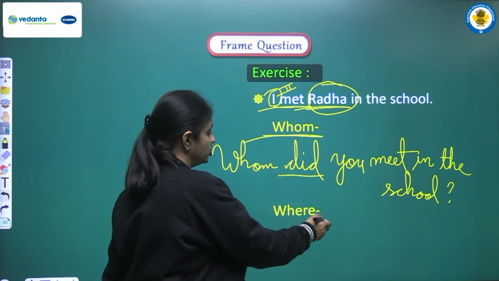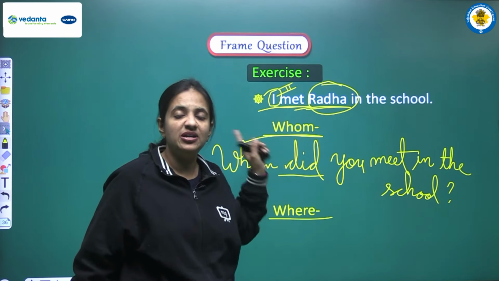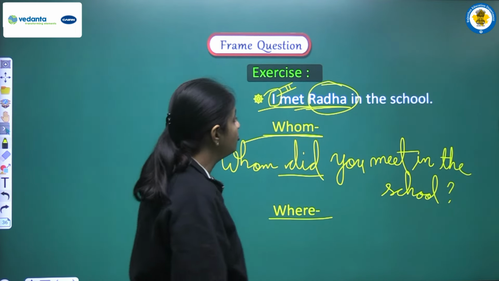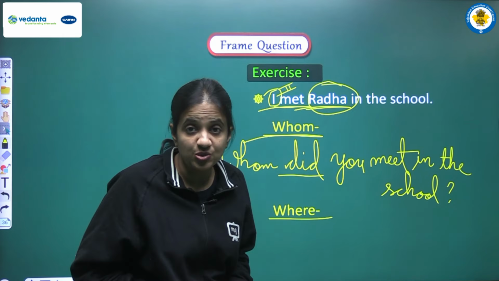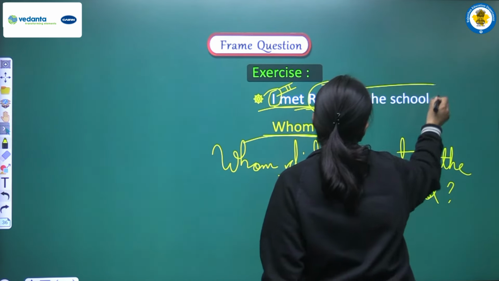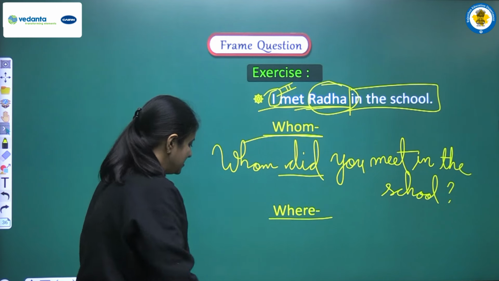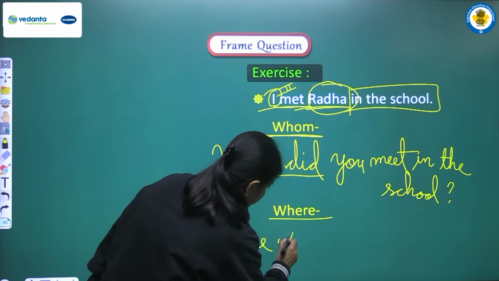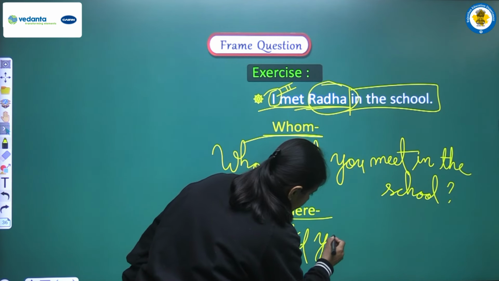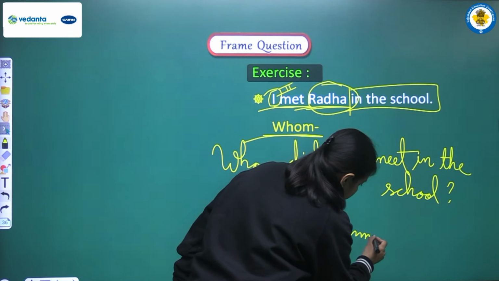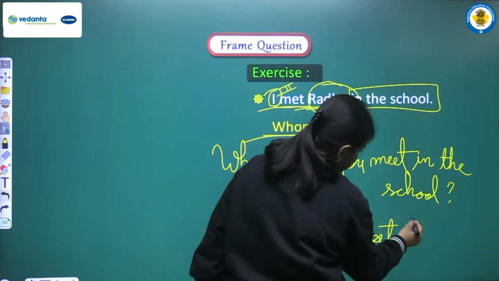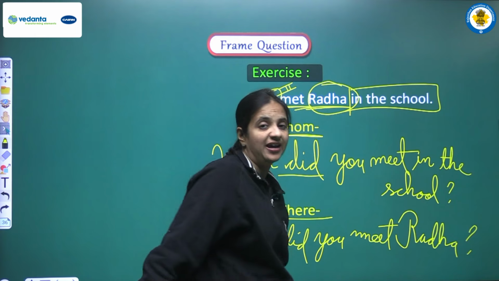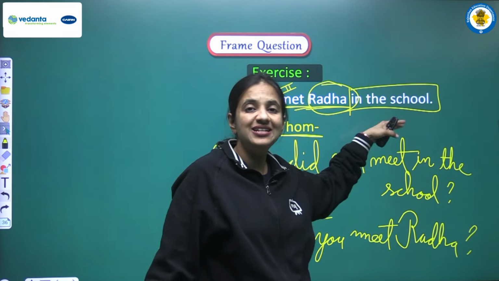Next one, we have to use where. The answer statement is the same, but we have to make a question using where. So let's see what is the answer of where. The answer of where, obviously, should be a place. Okay, so what place is there? Here we are having in the school. So now let's see how we can make it: where did you meet Radha? So now our question is, where did you meet Radha? The answer to where is in the school.